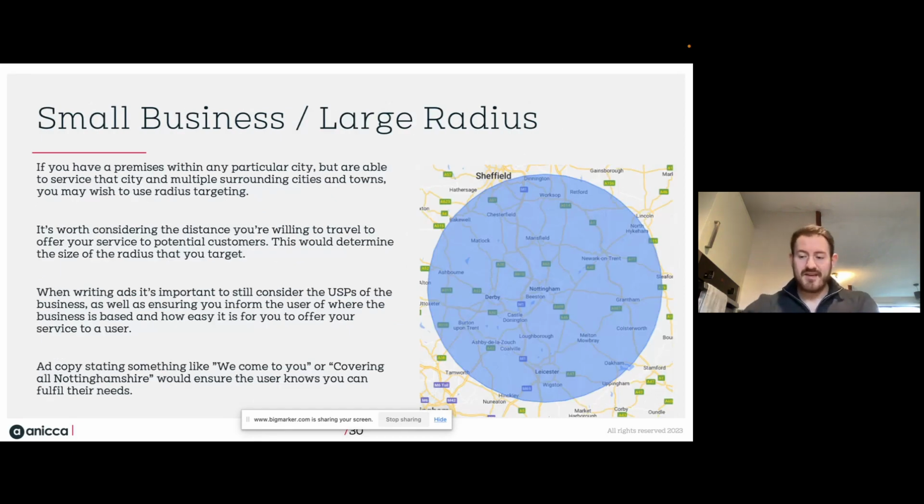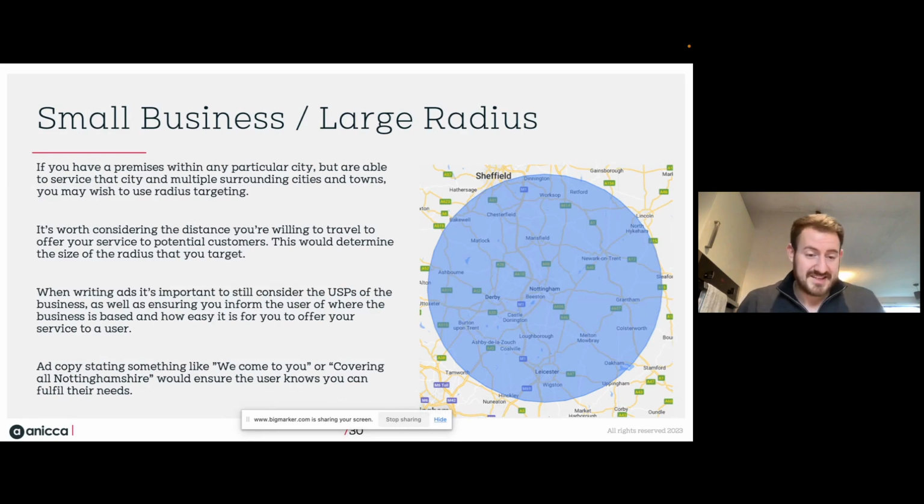And then finally, if you are a business, for example, a small business, but you serve a large radius, this is a really good example of where radius targeting can come into play. So if you have a premises within any particular city, surprise, surprise, I've used Nottingham as an example again. But if you're able to service that city and multiple surrounding cities and towns, you may wish to use radius targeting. As we mentioned with targeting a particular city, this does take out that issue of just targeting that city itself and not the surrounding areas, especially if you're able to service those surrounding areas. You want to make sure your ads can reach the people in those areas as well.